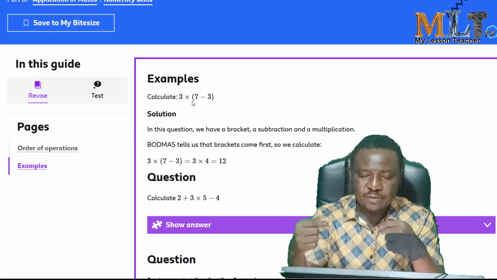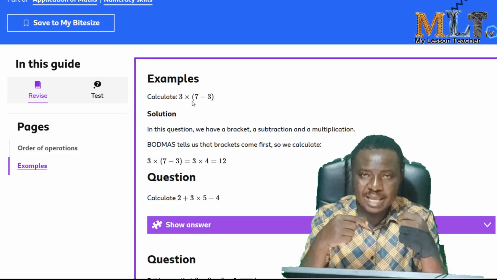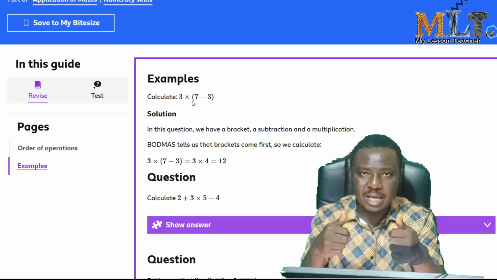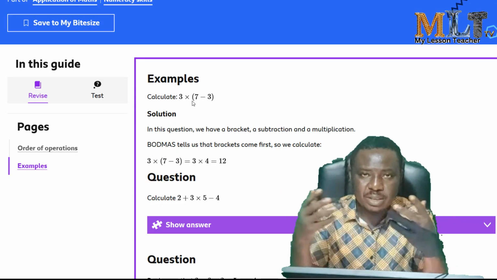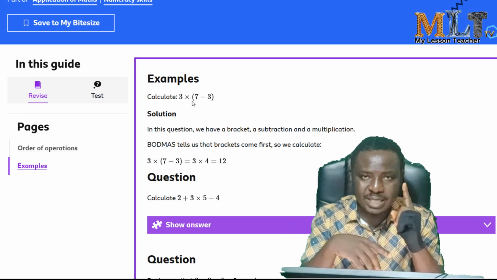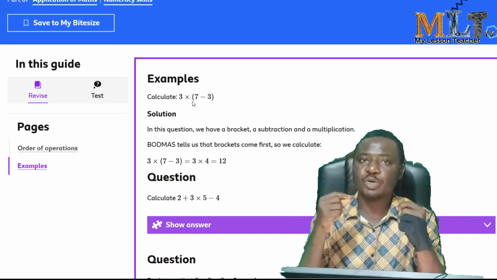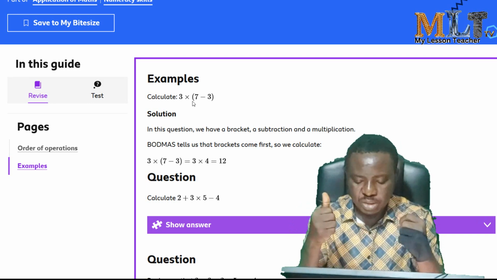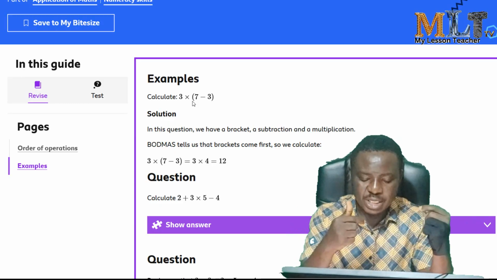So 7 minus 3 gave us 4, and then invariably that means the bracket has been simplified to be one term. So you then carry out the operation of multiplication. That is to say 3 times 4, which is equal to 12.